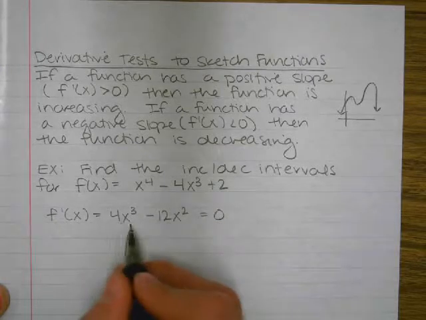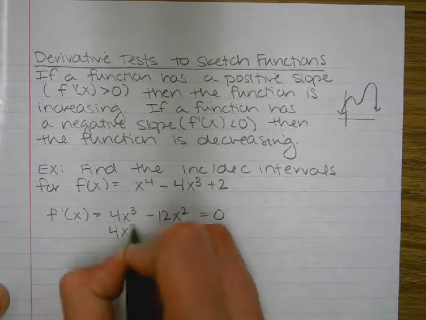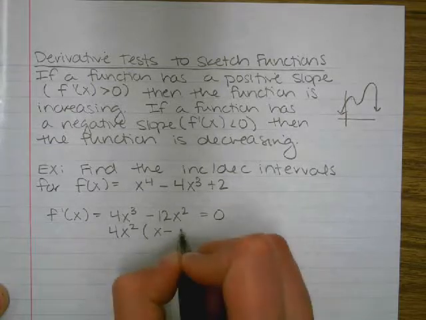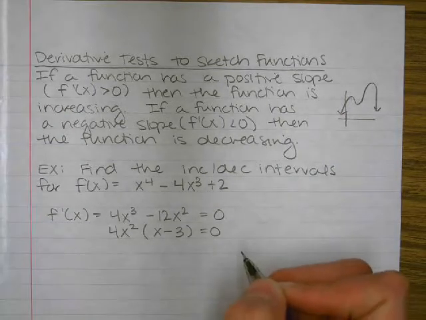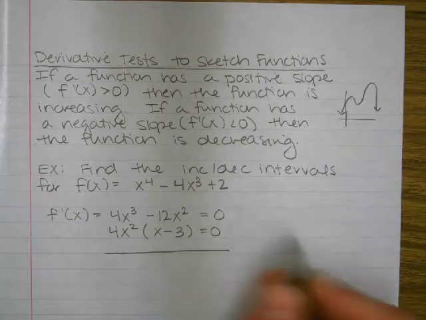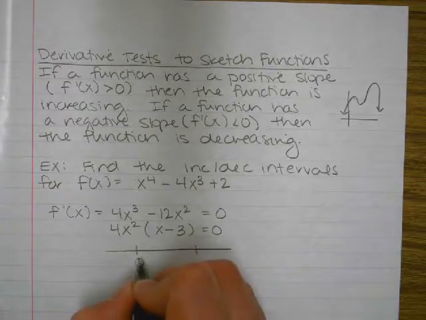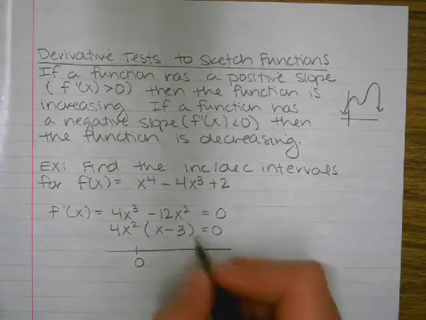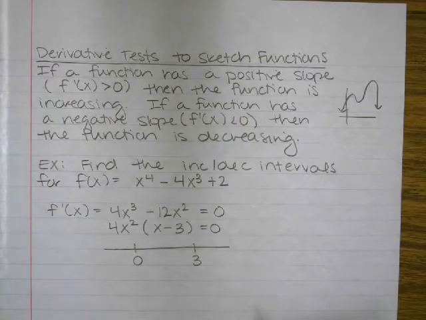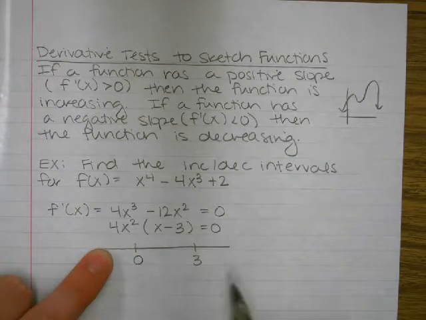So 4x to the 3rd minus 12x squared equals 0. I can factor out a GCF of 4 and x squared, and that would leave me with x minus 3. So we're going to go ahead and make a sign chart. On the sign chart we have the numbers where the derivative was 0. So we've got a derivative of 0 at 0, and a derivative of 0 at 3. So now I need to look at my derivative and see what numbers would make the derivative positive and what numbers would make the derivative negative.